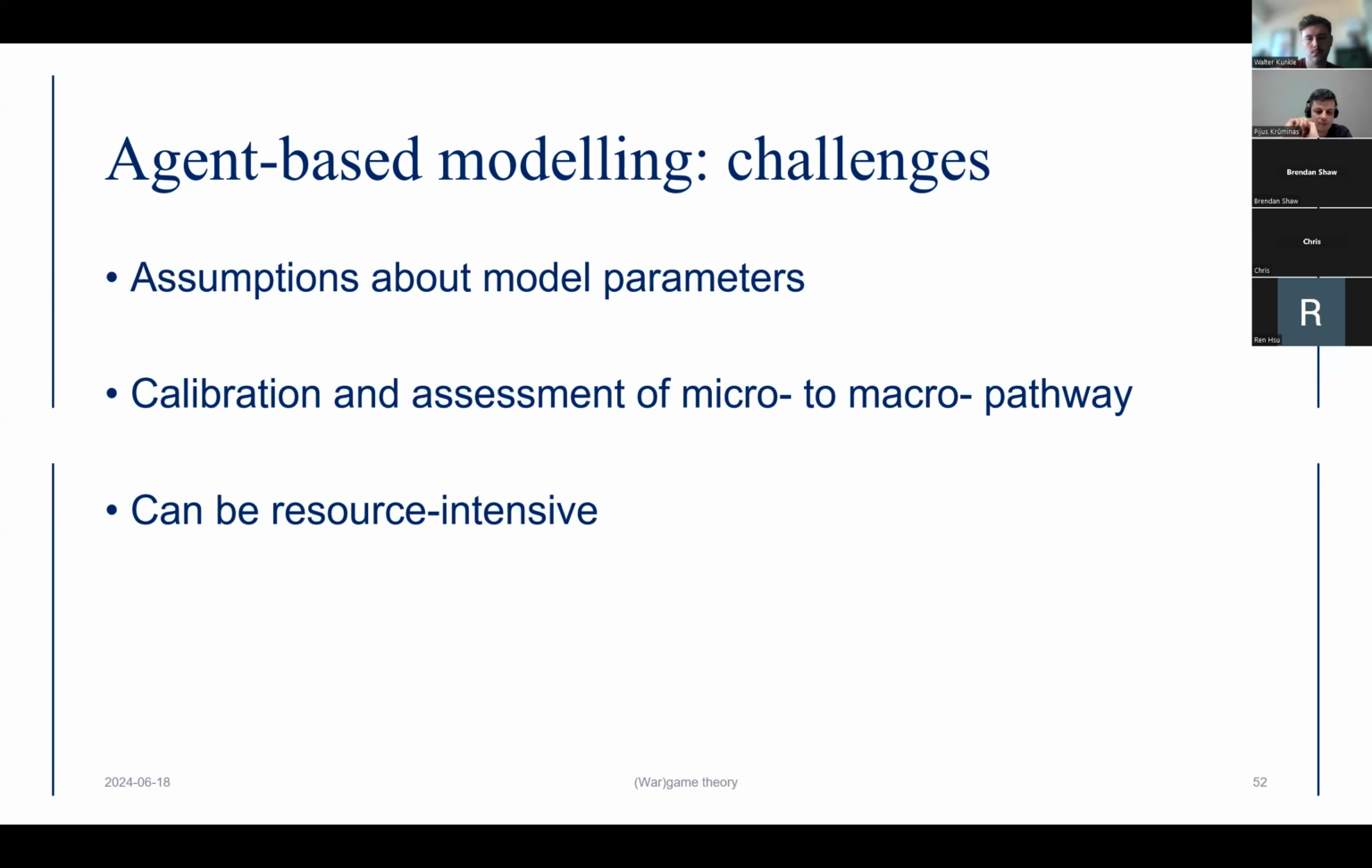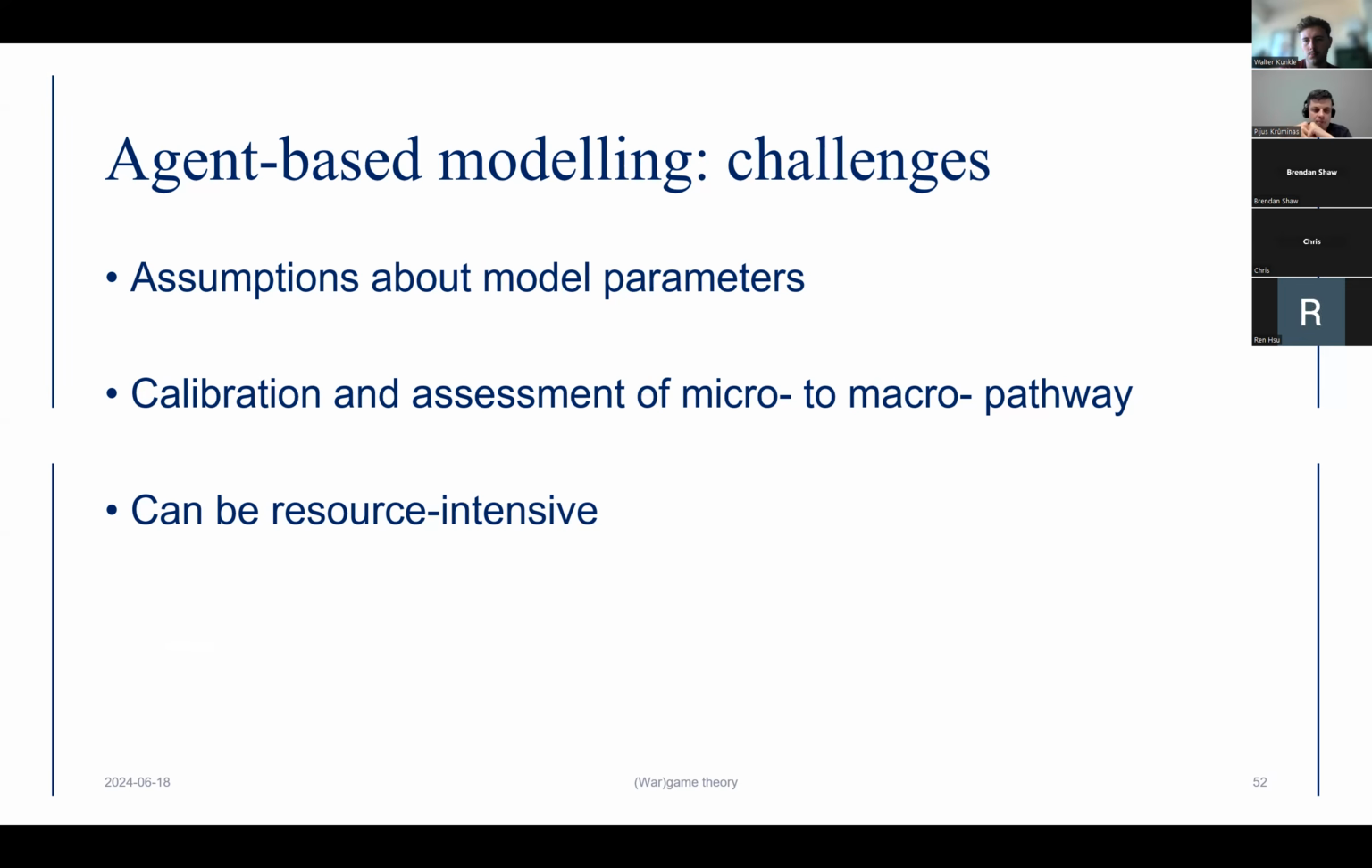First of all, you have to make a lot of assumptions about model parameters, especially if you want it to be a realistic model. So you have to think of how varied different individuals really are and what kind of rules they follow. And the second challenge is the calibration and assessment of the micro to macro pathway. So how well the model actually explains what happens at the macro level based on the rules that you set at the micro level.